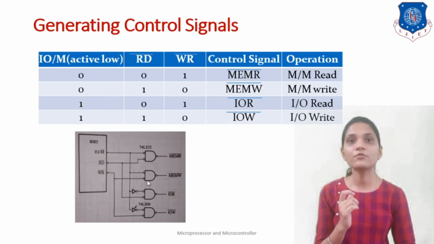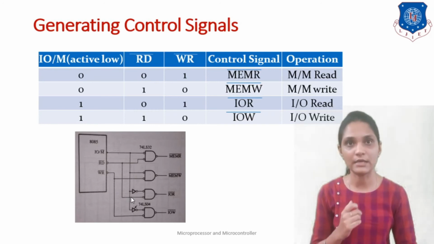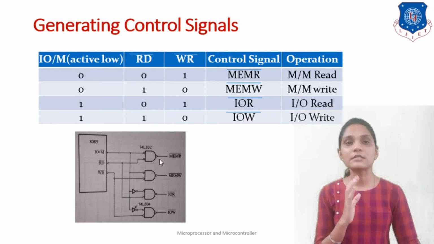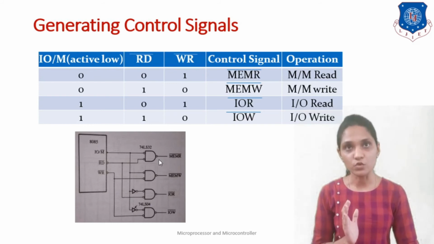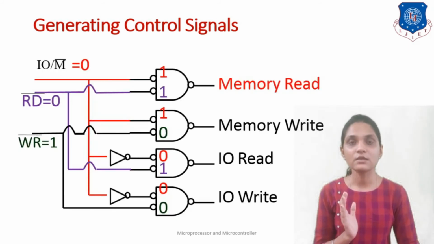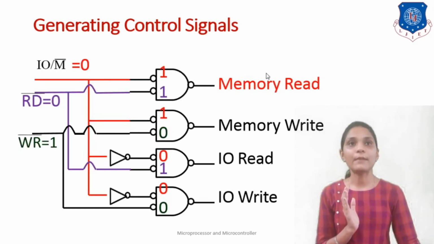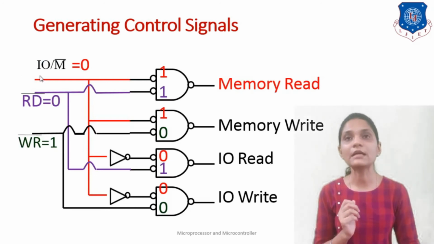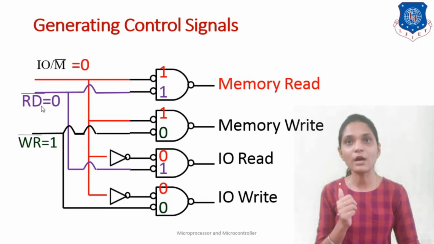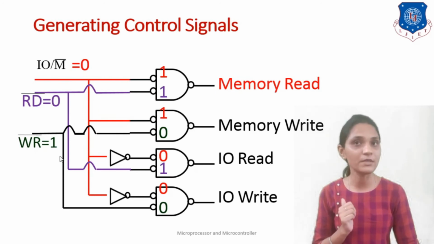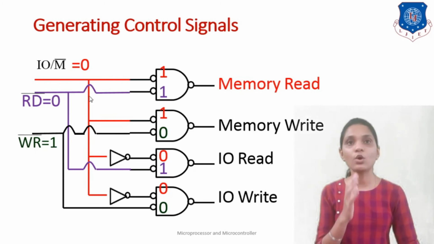Okay, so we are first using this inverter and then giving it to the NAND. This is the basic circuit which we can use. Let me see each case with an example. For the memory read operation, I am considering that my IO comma M bar value will be 0, RD bar will be 0 and WR bar will be 1, and I am providing all of these to the input of this whole circuit.